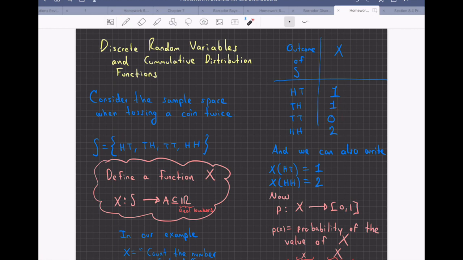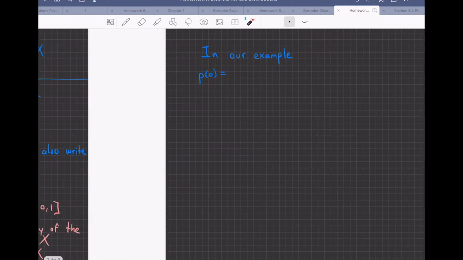How can we compute the probability when x equals 0? Well, pay attention to where this value for x is coming from. This value for x is coming only from the outcome tt. If we have a fair coin, what is the probability we observe tt? Well, we have 1, 2, 3, 4 outcomes in the sample space. It's going to be only 1 out of 4. So the probability for x equal to 0 happens only when this occurs. So the probability is 1 out of 4.